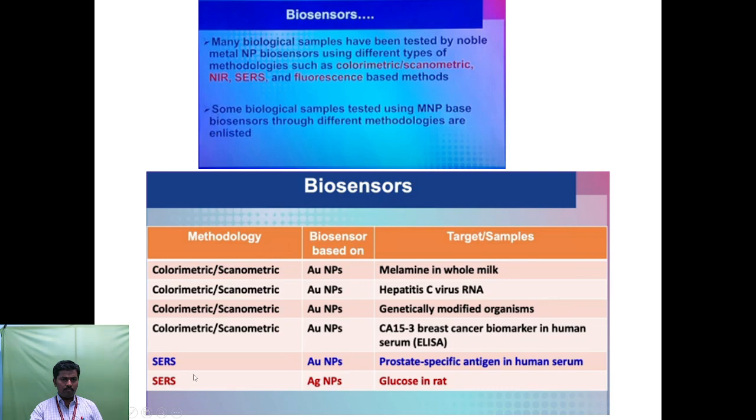These are some nanomaterials used in biosensors. Gold nanoparticles for melamine in whole milk, and gold nanoparticles for hepatitis C virus RNA. Gold nanoparticles used to sense genetically modified organisms. Silver nanoparticles for glucose in rats. These are the important biosensor nanoparticles.